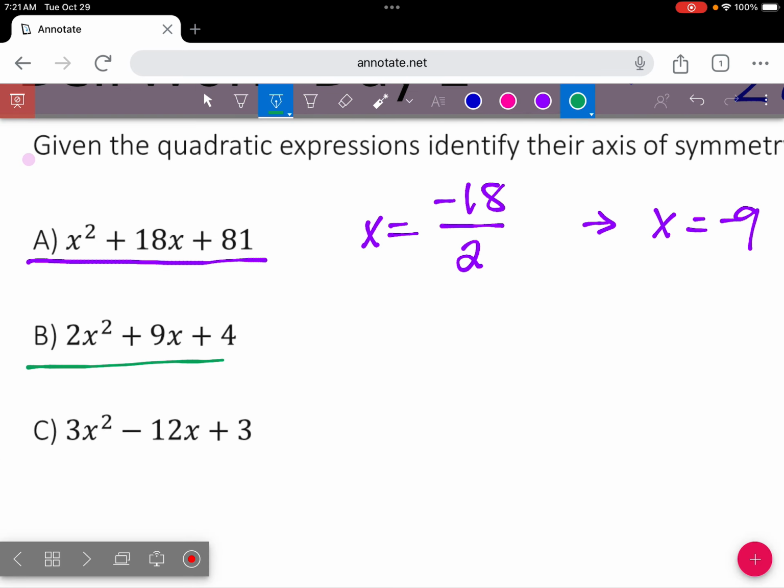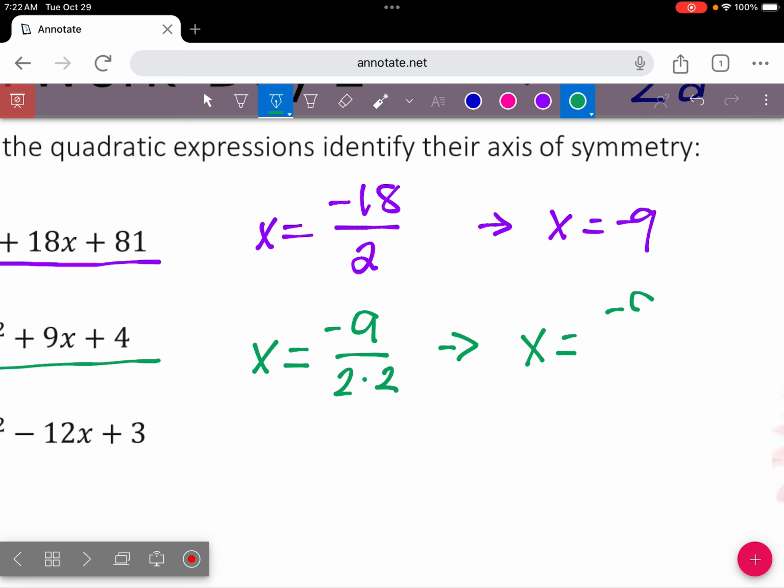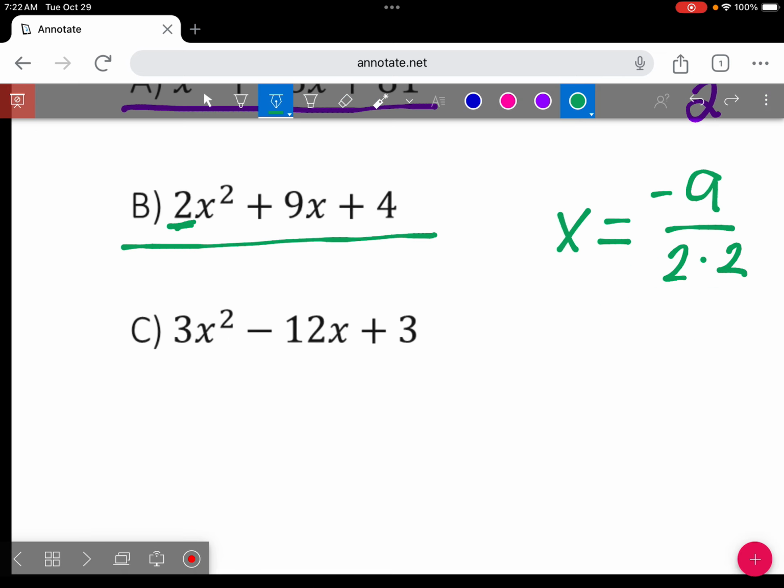What about for equation B? How are we going to build this one? Negative 2 times 2, because it's this 2 here. So this becomes kind of gross. Negative 9 over 4. Yeah, or negative 2 1/4. Ew. Doable, but ew.